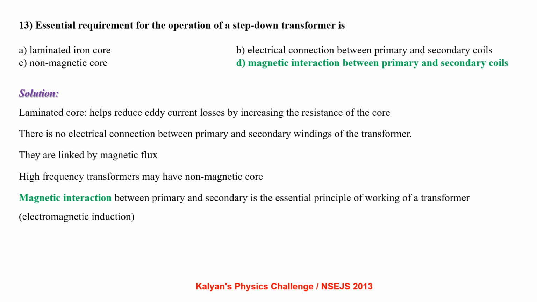Essential requirement for the operation of a step-down transformer is, let us try to understand the options given one by one. The laminated core helps in reducing eddy current losses by increasing the resistance of the core. There is no electrical connection between the primary and secondary windings of the transformer. They are linked by magnetic flux. High frequency transformers may have non-magnetic cores. Magnetic interaction between the primary and secondary coil is the essential principle of working of a transformer, that is known as electromagnetic induction.